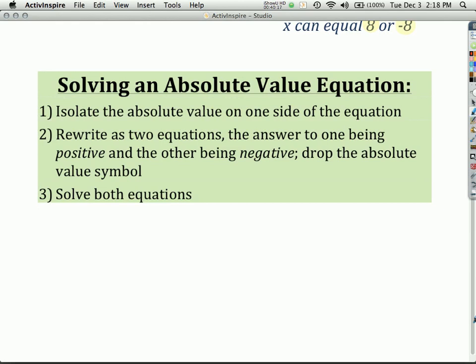So again, it's a 3-step process, but each step has some things that we have to do in it. Number 1, isolating something. We already know how to do that. We are actually experts at that. Step 2, rewriting as two equations. Once you see it done, it won't be difficult for you. Solving both equations is the same thing as solving one. You just have to solve two of them.